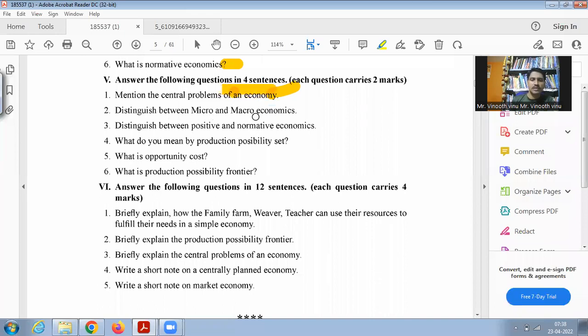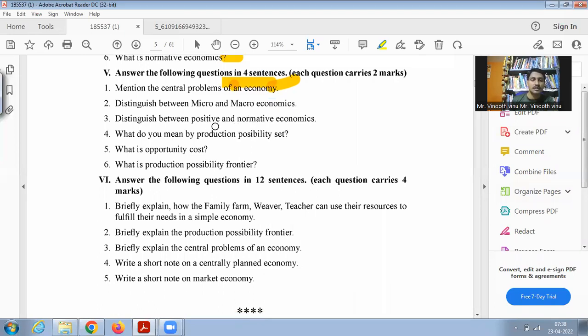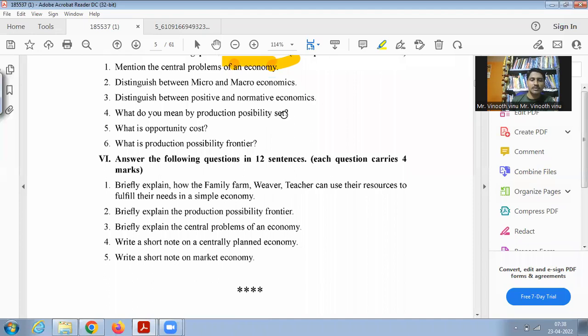Next, distinguish between micro and macro. Adana 4 marks only 6 chapter. Distinguish between positive and normative. Positive means as it is, economic activities are studied. Normative means economic activities are studied, what should be, what should not be. It gives judgments. It just gives functioning mechanism.